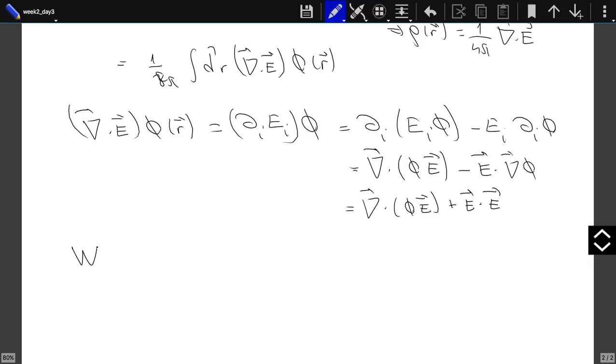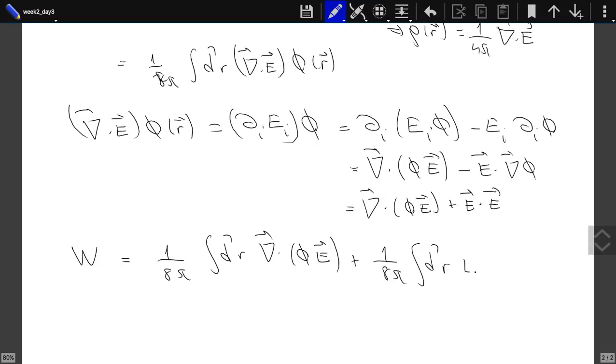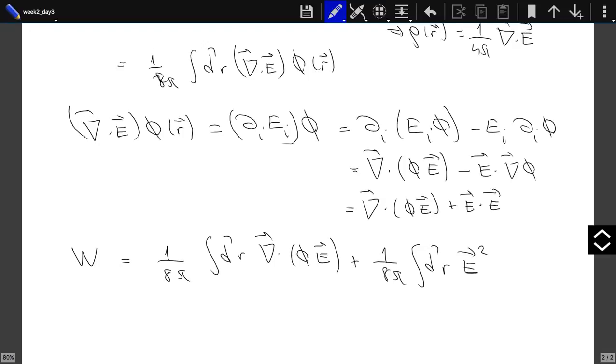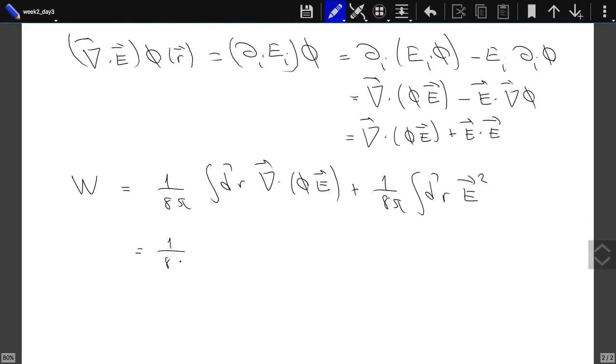So the work done to bring a charge configuration, or the energy stored in a given charge configuration, I can also write as 1 over 8 pi, integral d cubed r, divergence of phi times E, plus 1 over 8 pi, integral d cubed r, the electric field squared. As I promised, the first term is nothing but the surface integral of phi times E, plus 1 over 8 pi times integral d cubed r E squared.